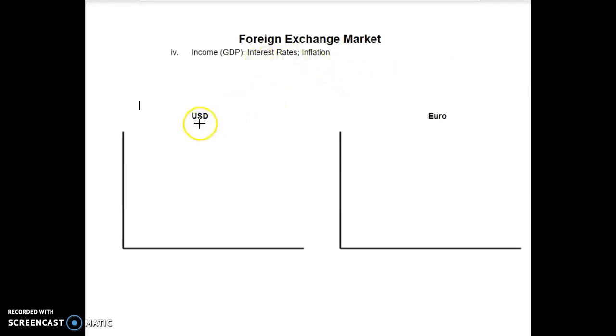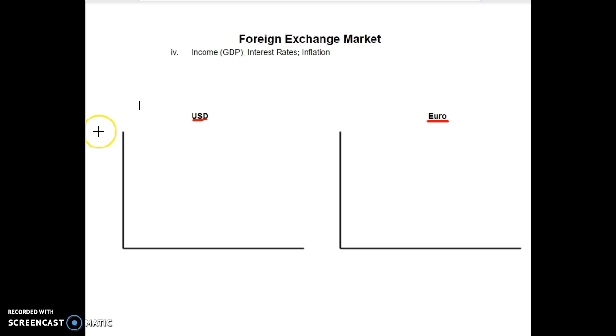Exchange market. And in the foreign exchange market, we're looking at the value of a currency. Normally you only have to draw one of these or analyze one of these, but I think it's useful to have these side by side so you can see how something happening in one impacts the other, because normally they're asking about something like that.